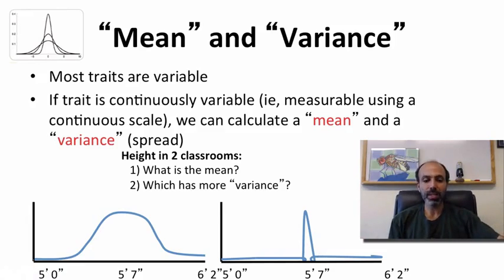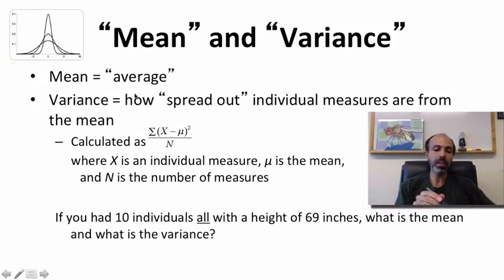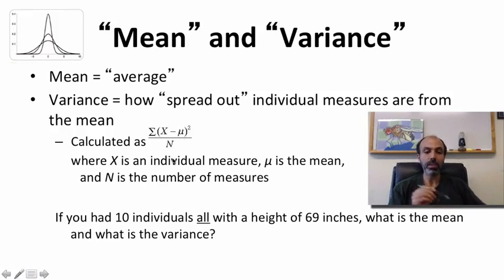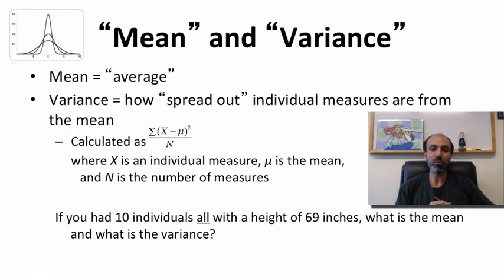Making this more quantitative, the mean is simply the numerical average. If you have three numbers, 1, 2, and 3, the average is 2. You sum them all together and divide by the total number of values. The variance is a spread, basically how spread out individual measures are from the mean. The calculation for it is the summation of all the individual measures minus the mean, each of those squared, divided by the total number of measures. That's the formal formula for the variance.